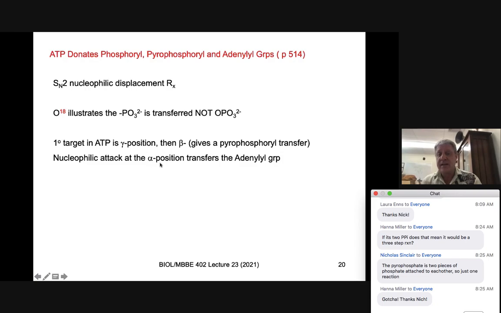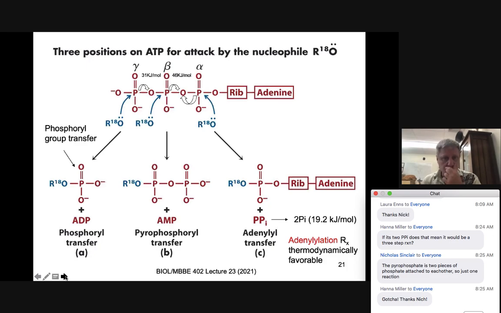The nucleophilic attack at the alpha position then allows us to remove the whole nucleoside group and allow that to be transferred. And that happens also in some reactions, giving us then the three components of phosphate. So let's have a look specifically at this degradational process.